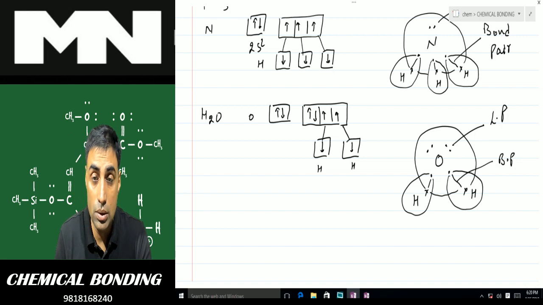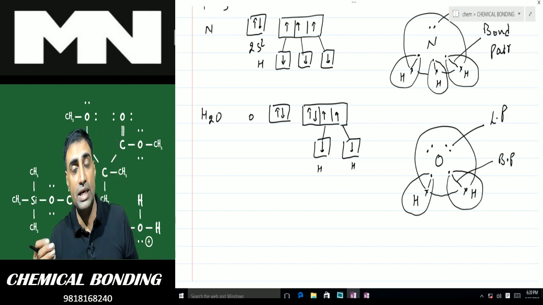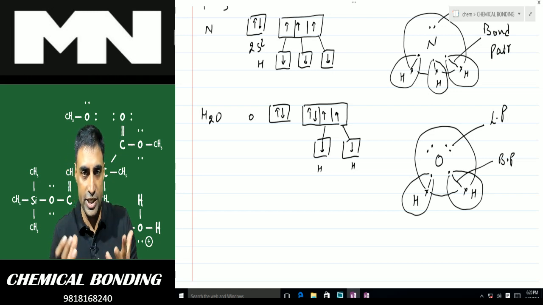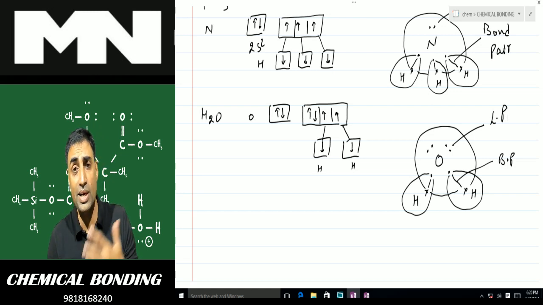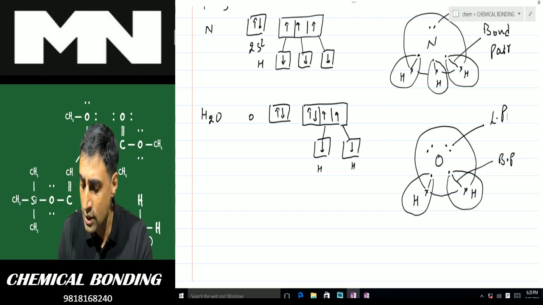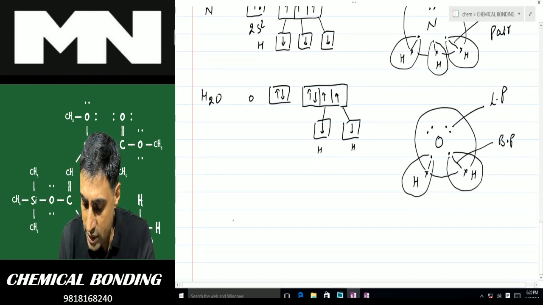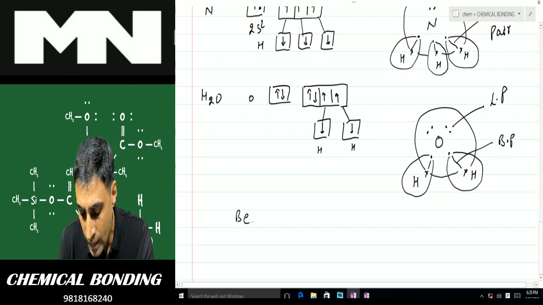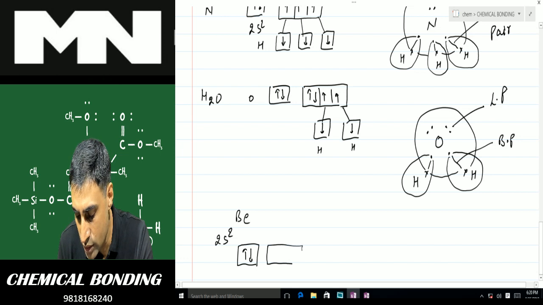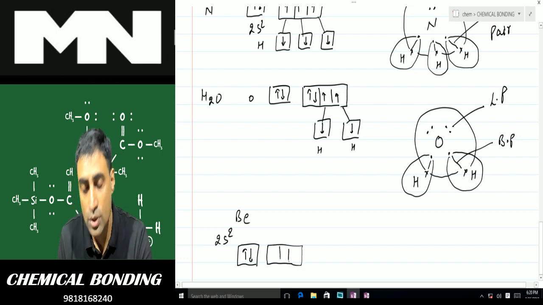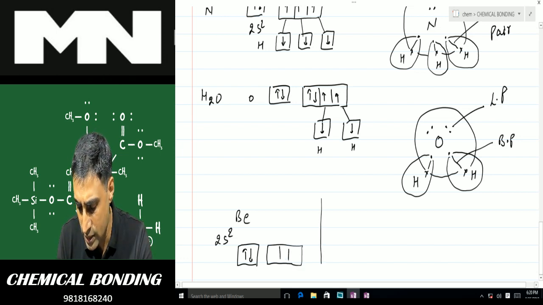Now, some doubts were arising after this theory. I'll show you those molecules which were doubtful. Their explanation was quite doubtful. But later on, valence bond theory came up with another explanation for that. For example, if I talk about beryllium, the configuration of beryllium is 2s2. That is, it has got 2 electrons in the valence s and no electrons in the valence p. So it has got 2 paired electrons.